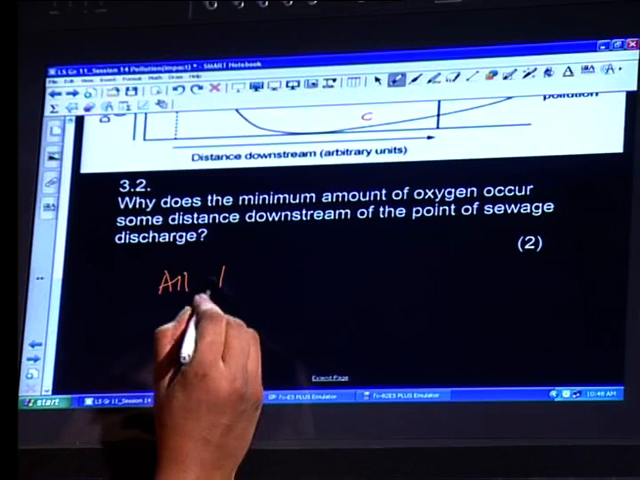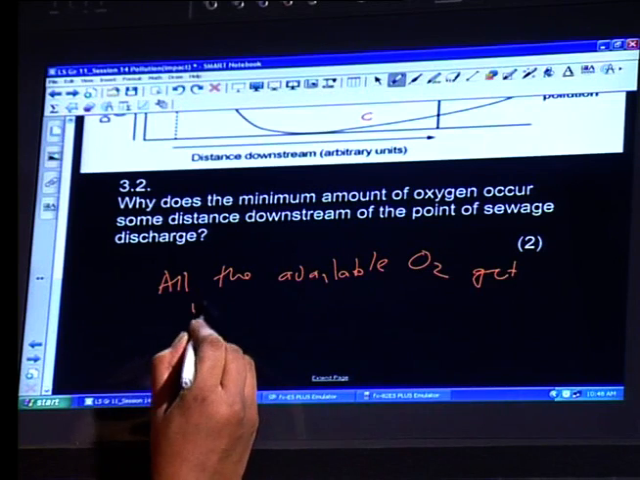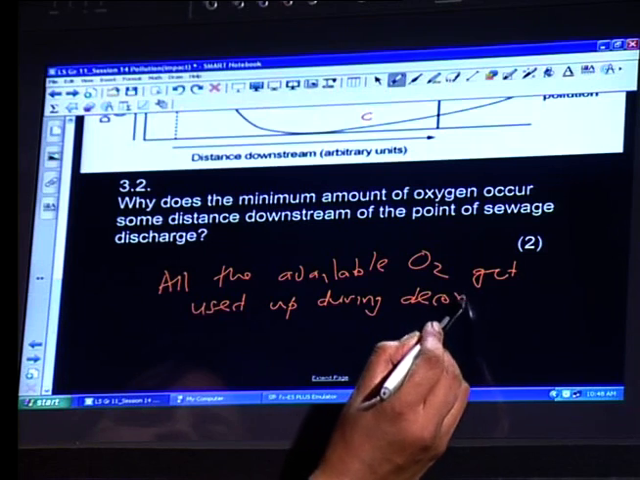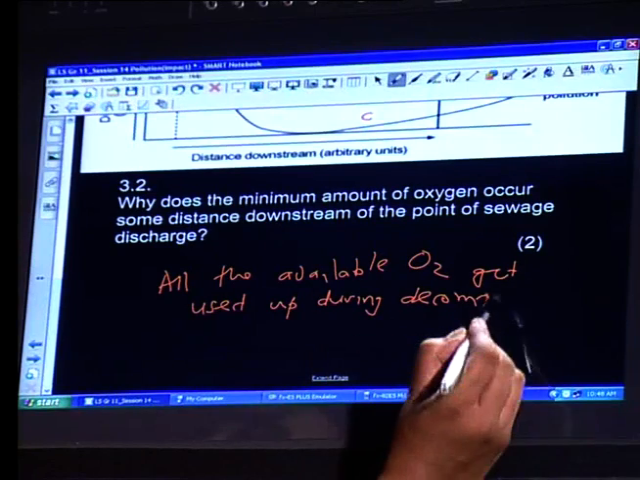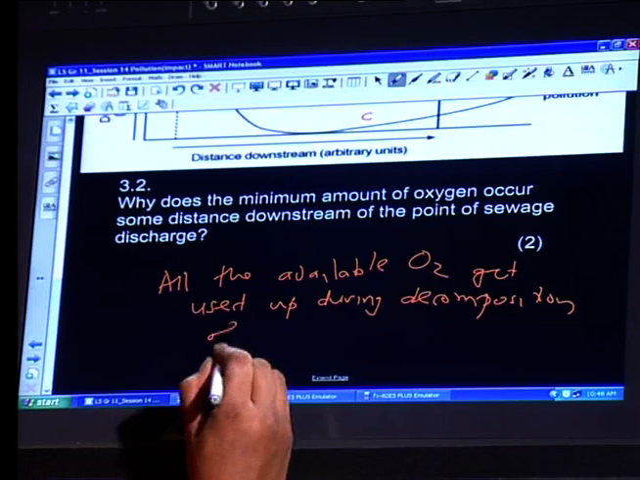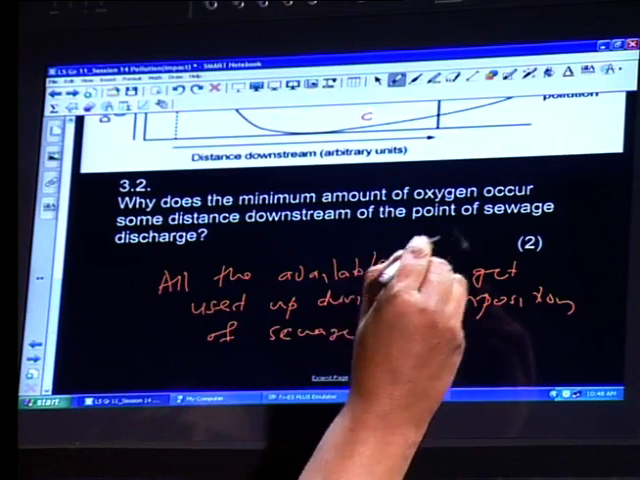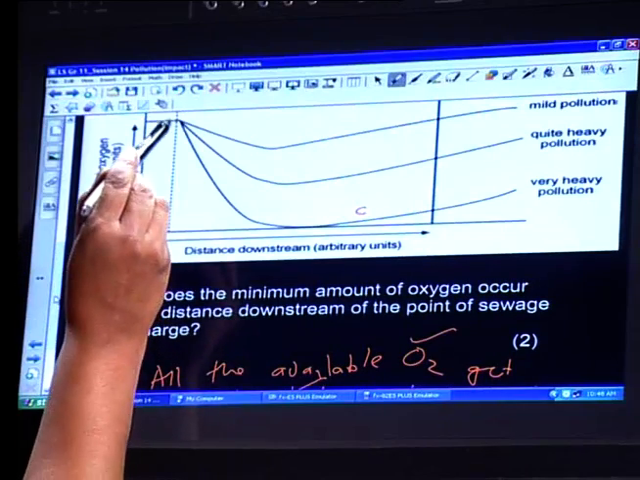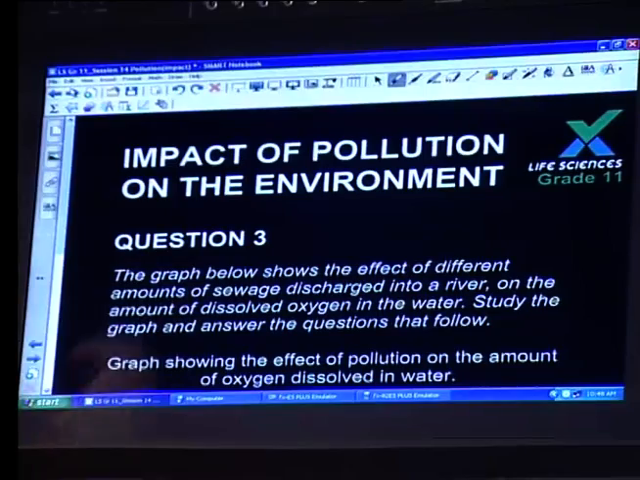All the available O2 gets used up during decomposition. So at that point, all the sewage is now decomposed, and when all is decomposed, at that point, all the oxygen gets used up. All the available oxygen gets used up during the decomposition of sewage. Right, and the mark you get is that all the available oxygen gets used up. And that is why once it gets used up, it begins to decrease, and we're going to see later again why it will increase. So let's go to the next question.